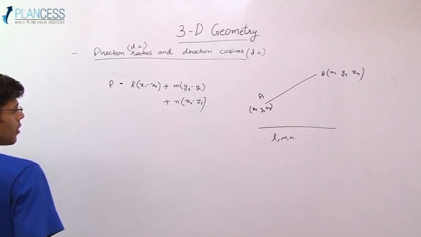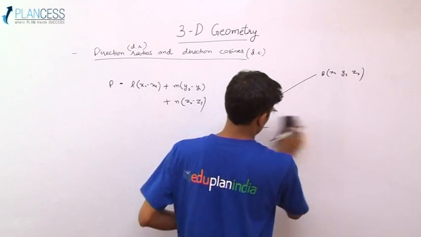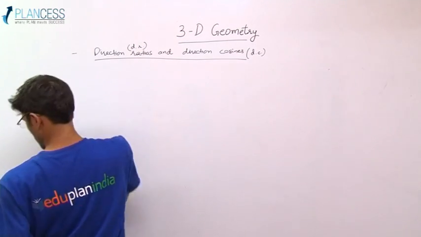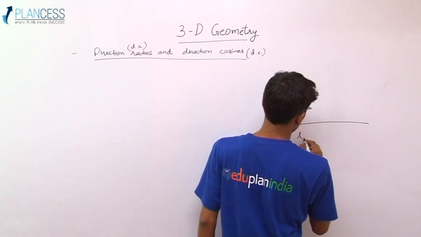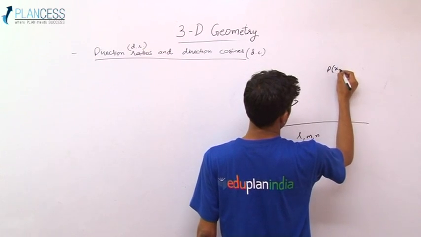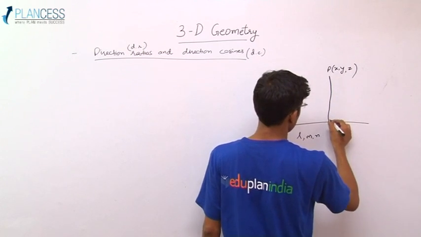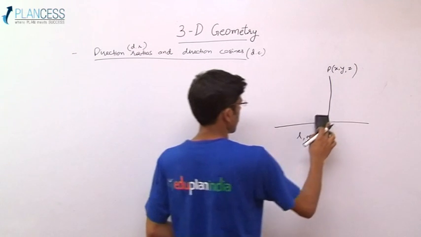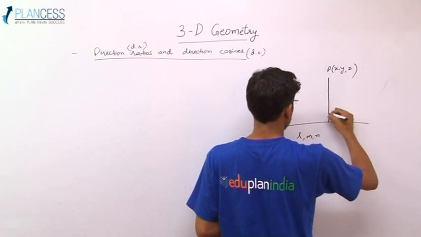Also say we have to find the perpendicular distance from a particular point on a given line. Say this is a particular line with direction cosines L, M, N. This is a particular point, say P, with coordinates x, y, z, and we want to find the perpendicular distance from P to this line.